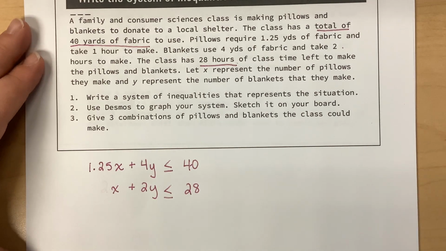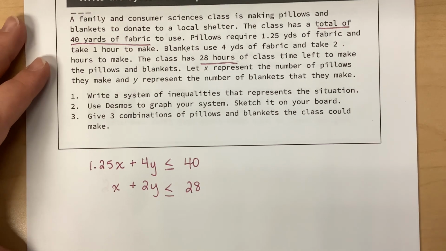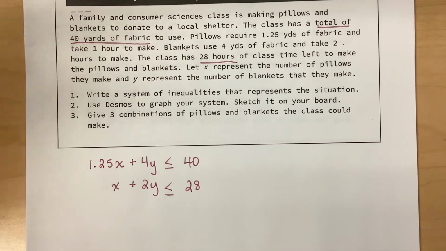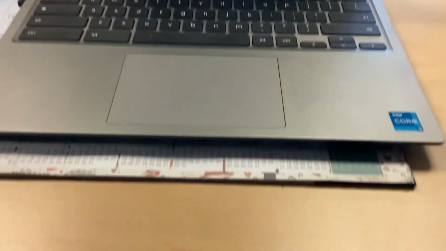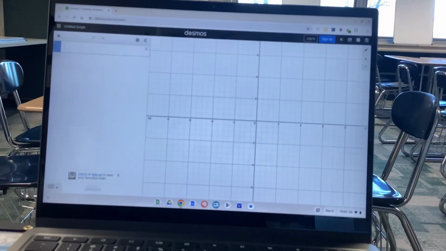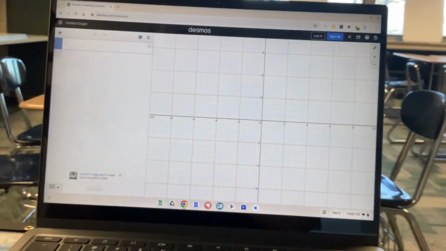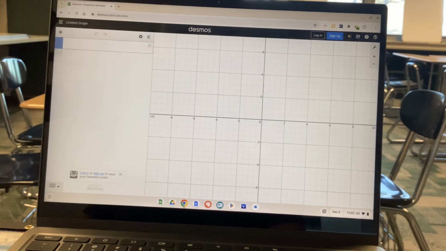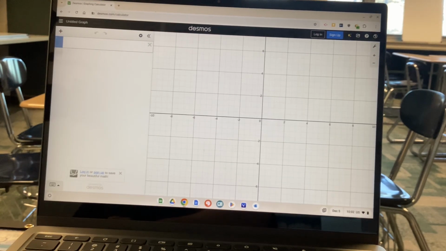Now, what we're going to do here is use DESMOS to graph this. In another lesson, we will learn how to do this by hand, but for today, it's just an introduction, so we're going to use DESMOS. So let's take a look at how that works. Okay, I'm going to take the system that I just wrote, and I'm going to type it into DESMOS.